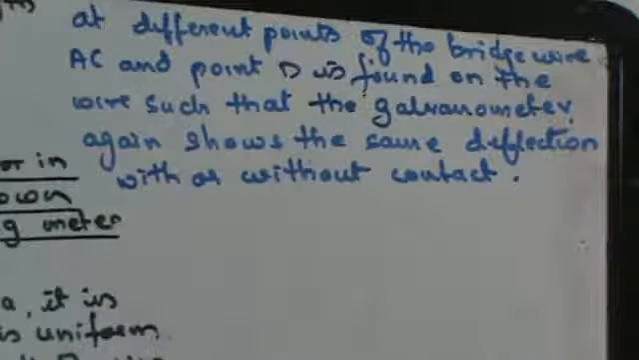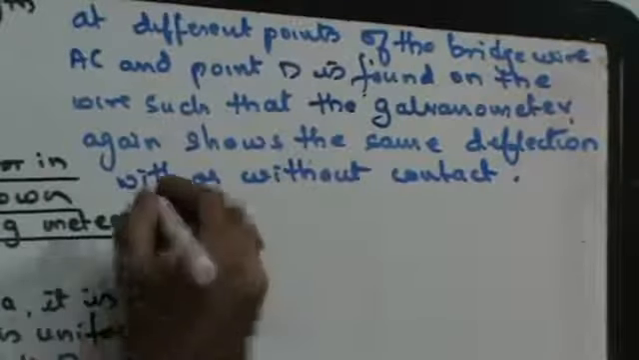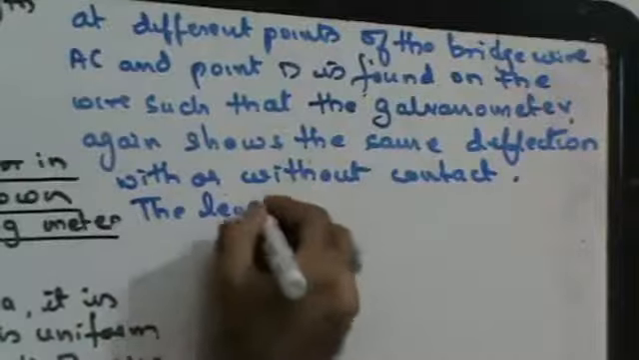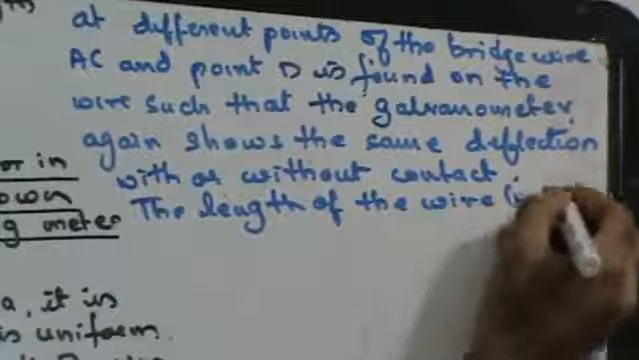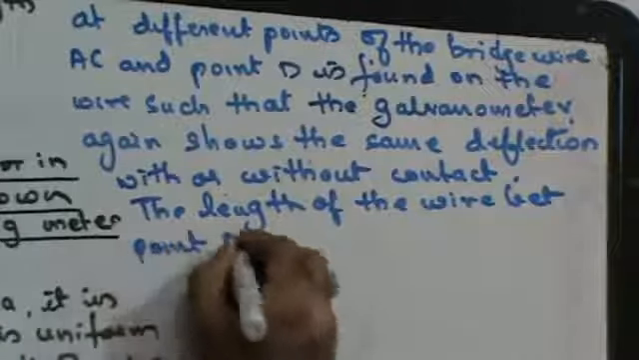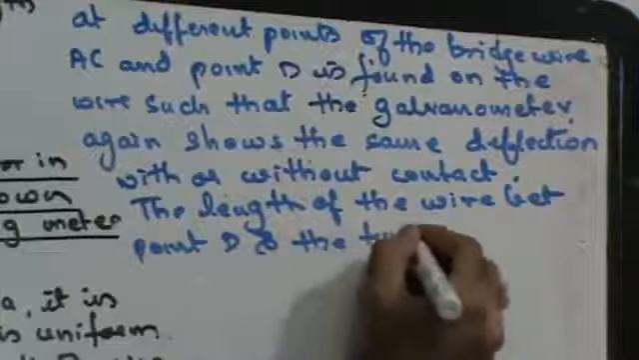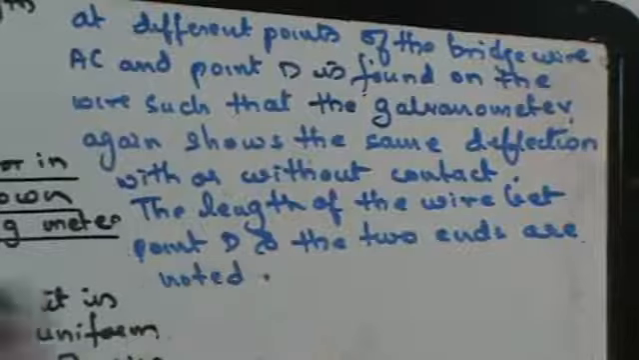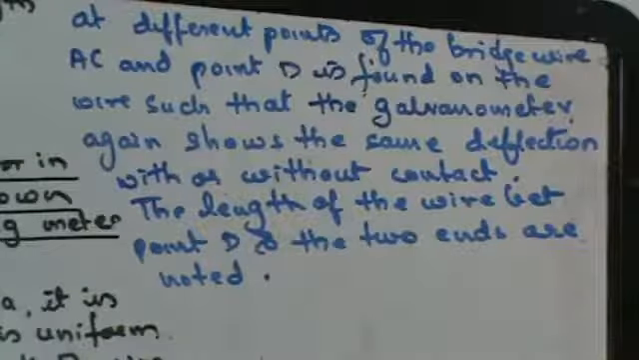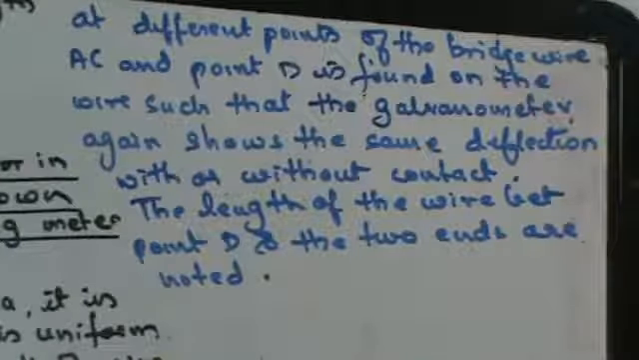That means I can say that the length of the wire between point D and the two ends are noted. Fine. In which case I can say that the null point is not obtained in Kelvin's method. Kelvin's method is based on equal deflection method, right? It is certainly not the null point method.